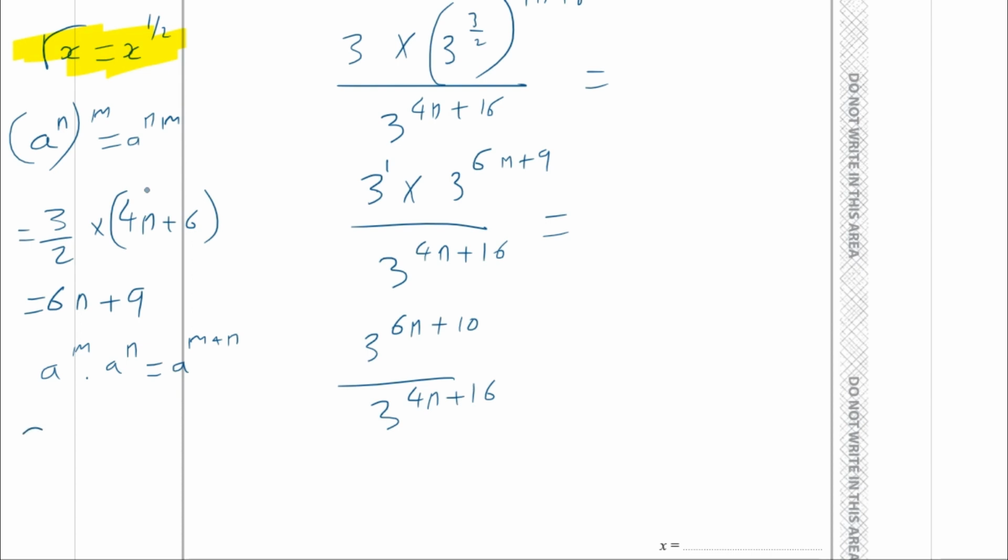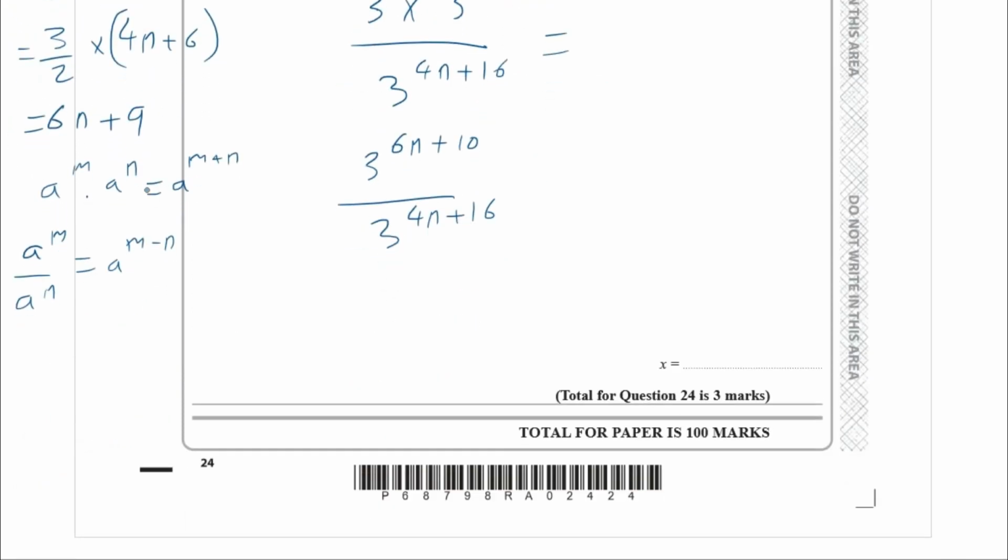The next law we're going to use is that a to the m divided by a to the n is equal to a to the m minus n. And we can use that in our next section here. So 6n plus 10 minus 4n plus 16. So this is going to be equal to 3 to the 2n, so 6n minus 4n, and 10 minus 16 is minus 6, and this is equal to 3 to the x. And since these are both powers of 3, you can conclude with x equal 2n take away 6. And this is a great place to stop for this question.